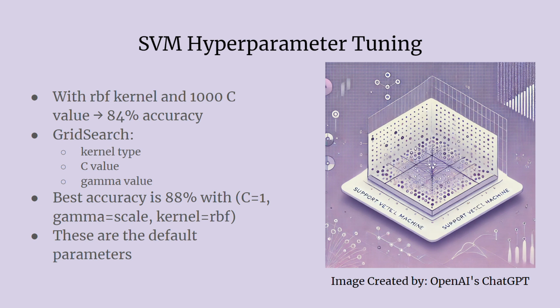Then I used grid search to tune certain hyperparameters such as the kernel type, the C value, and the gamma value. This gave me the best accuracy that I have for this model, which was 88% with a C value of 1, the gamma being scale, and the kernel being RBF. These are the default parameters for the scikit-learn SVM model, which was intriguing to me.